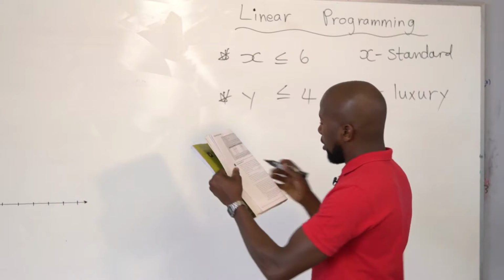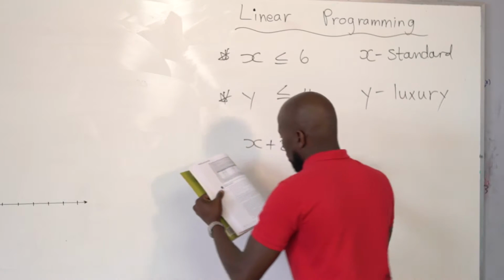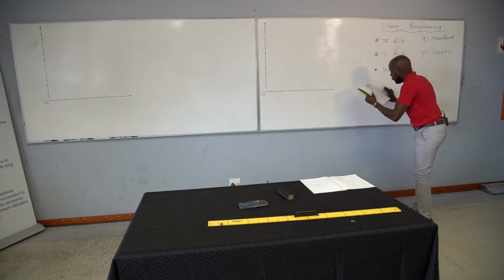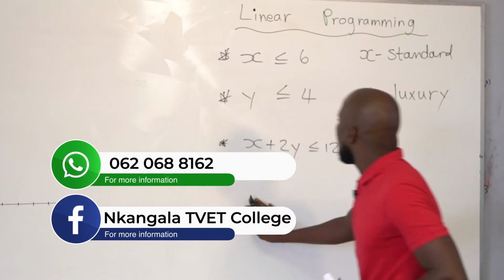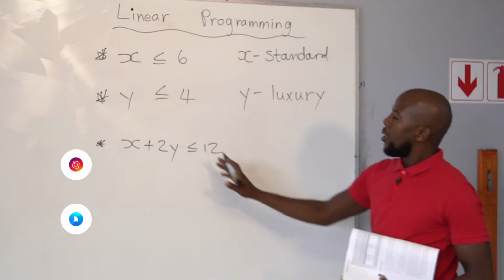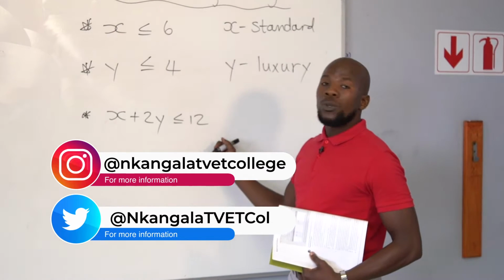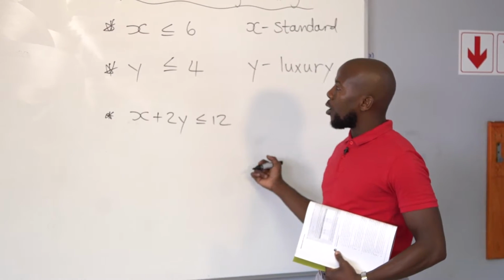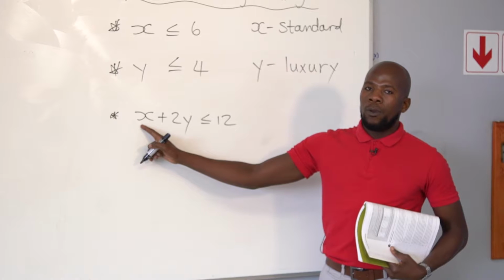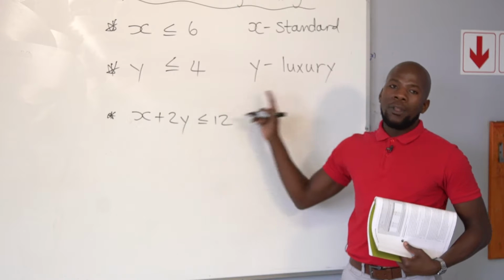The rest of the constraints. Here's one more constraint that they also stated: x plus 2y has to be less than or equal to 12. This is a constraint relating to the number of workers who can work on these machines. Don't forget, we said one worker is required to complete one standard model of the washing machine, and 2 workers are required to complete one model of the luxury version.